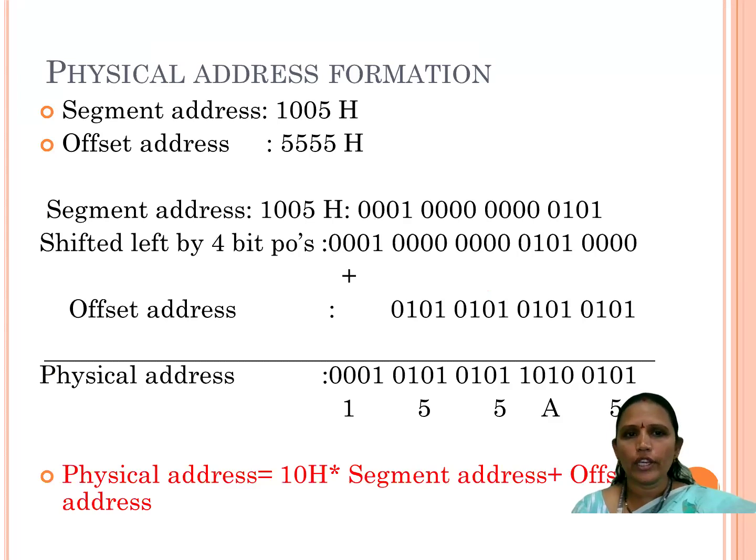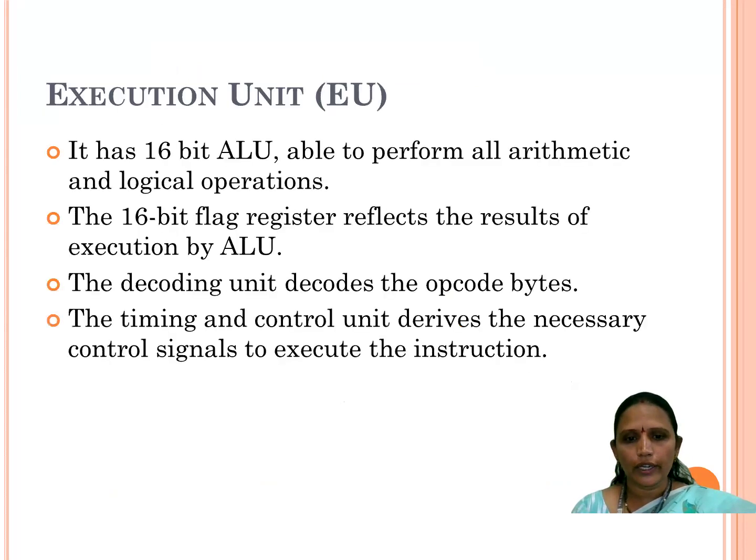So like that, we calculate the physical address. The physical address equals the 4-bit left shift of the segment address, or simply 10H times the segment address plus the offset address. And this is about the bus interface unit and what it performs.